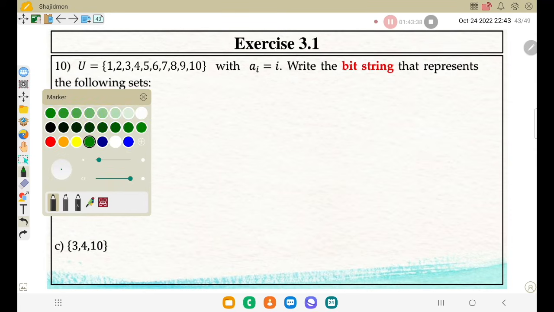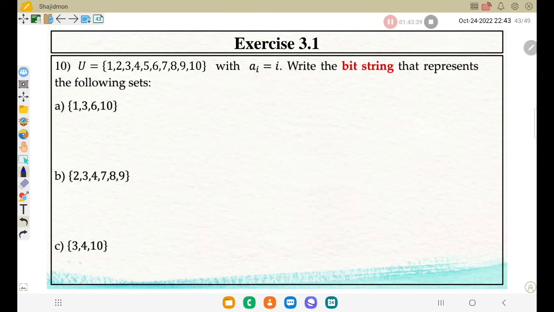This question, U equal to set 1, 2, 3 up to 10. Universal set is 1, 2, 3 up to 10. Write the bit string that represents the following set. Okay, what is the first set? 1, 3, 6, 10. What is the bit string representing this one? So first you can see universal set.